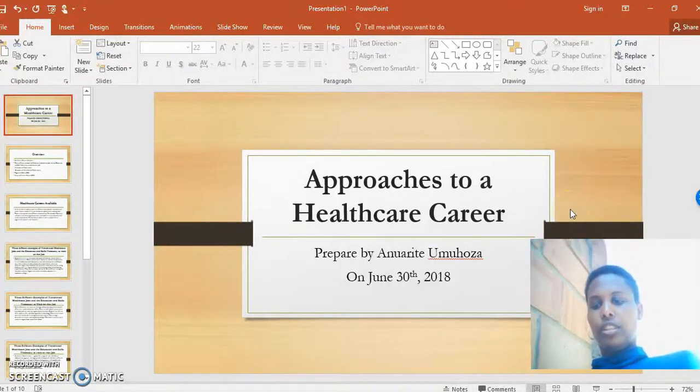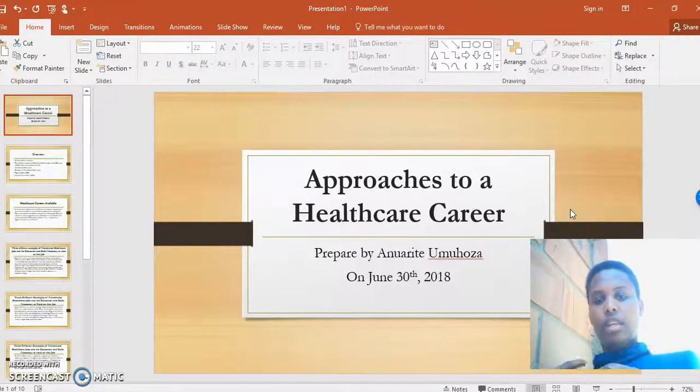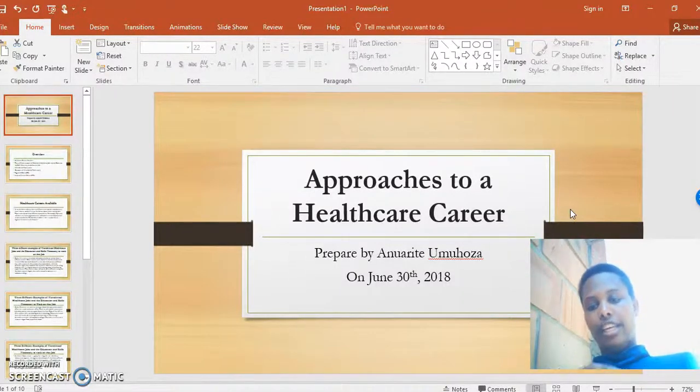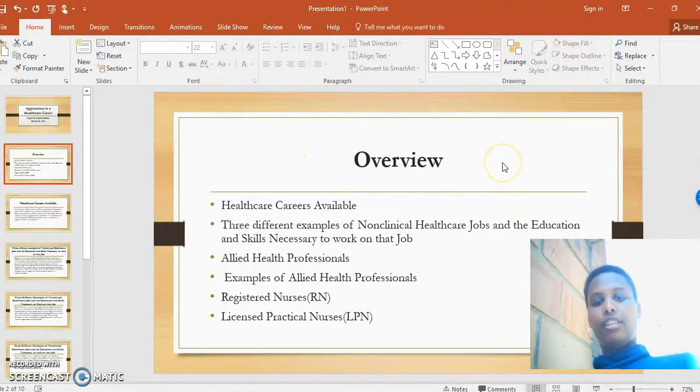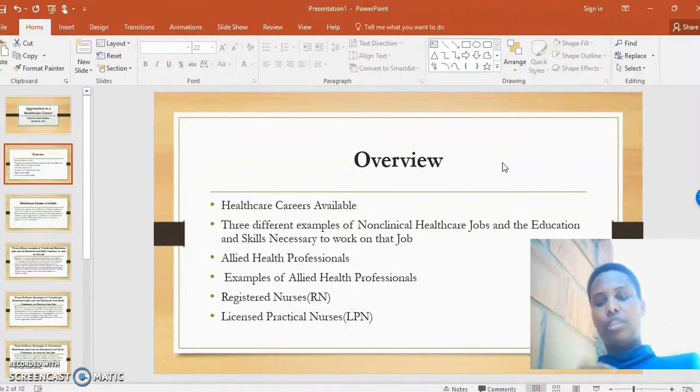I'm going to present the project about approaches to healthcare careers. The project contains different topics. The first thing I will talk about is healthcare careers available in our industry. I will also explain the difference between non-clinical healthcare jobs and education, and the skills people are required to have in order to complete their tasks.